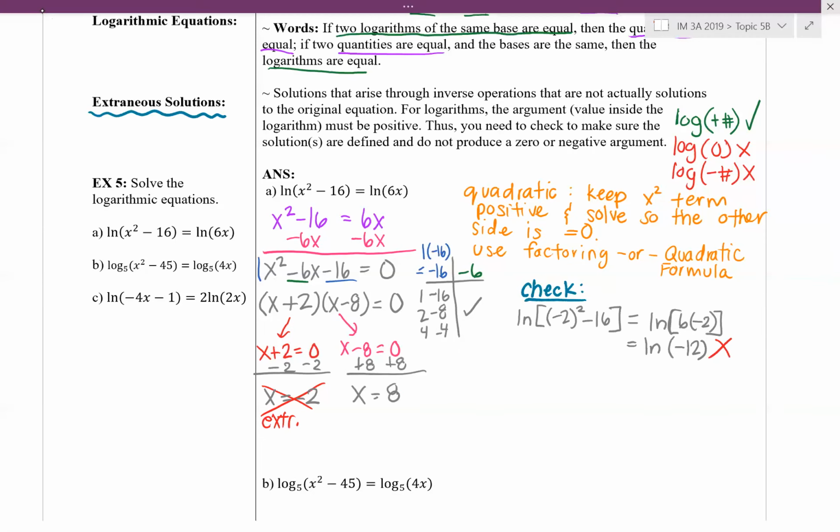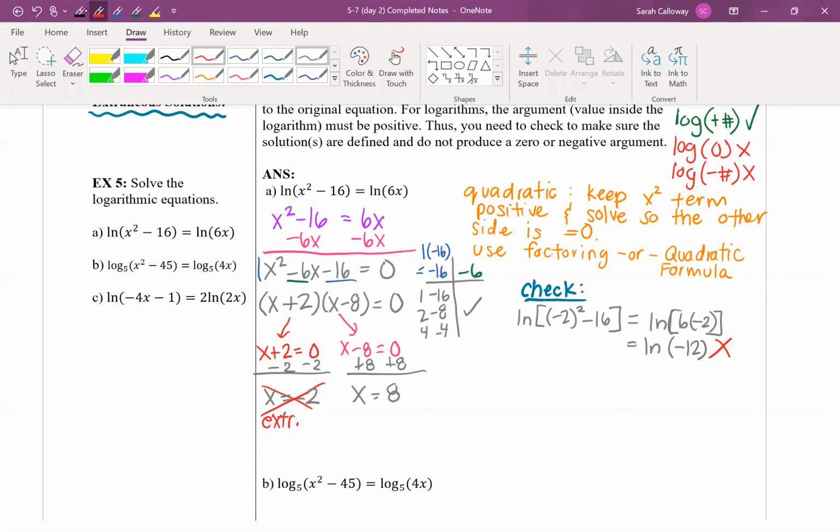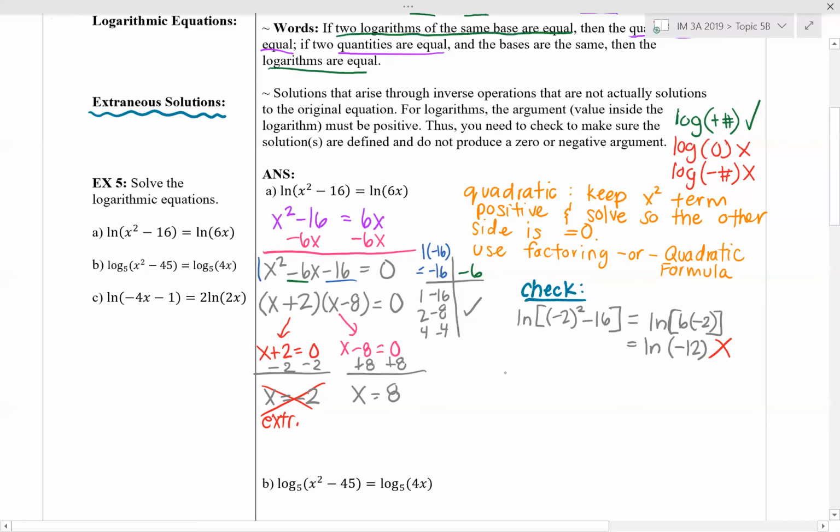Let's see if 8 is an actual solution. We could have 2 solutions for this, 1 solution, or none, depending on how these numbers check out. So ln of 8 squared minus 16 equals ln of 6 times 8. 6 times 8 is 48, so we're making sure that this also equals 48. 64 is 8 squared, minus 16, so that's ln of 48.